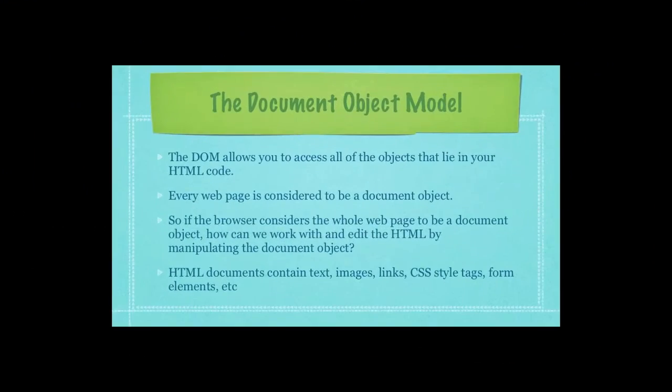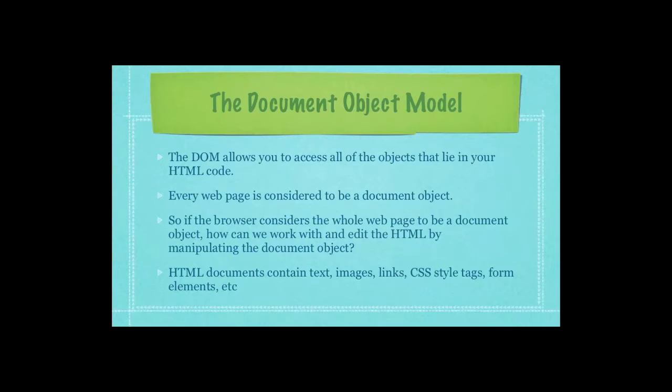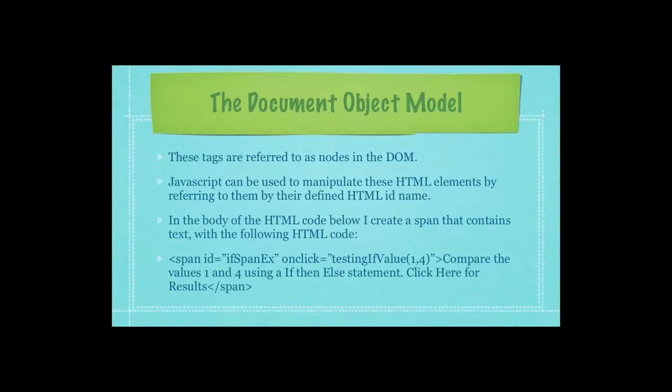The document object model, or the DOM, allows you to access all of the objects that lie in your HTML code. Now, every web page is considered to be a document object. So if the browser considers the whole web page to be a document object, how can we work with and edit the HTML by manipulating the document object? HTML documents, as you know, contain text, images, links, CSS style tags, form elements, and a whole bunch more. These tags are referred to as nodes in the document object model. JavaScript can be used to manipulate these HTML elements by referring to them by their defined HTML ID name.